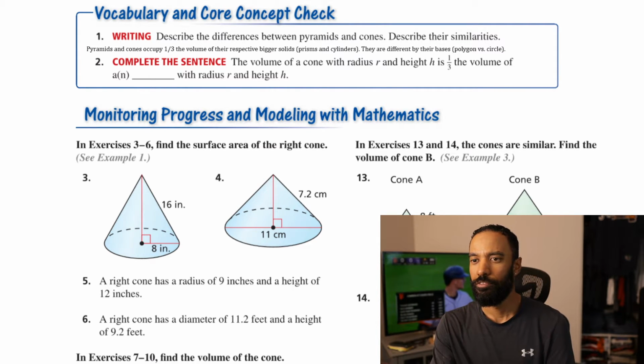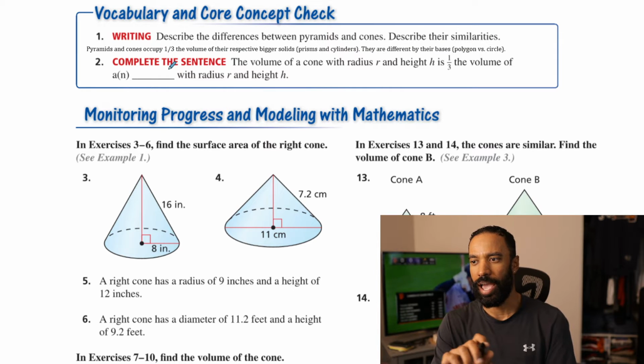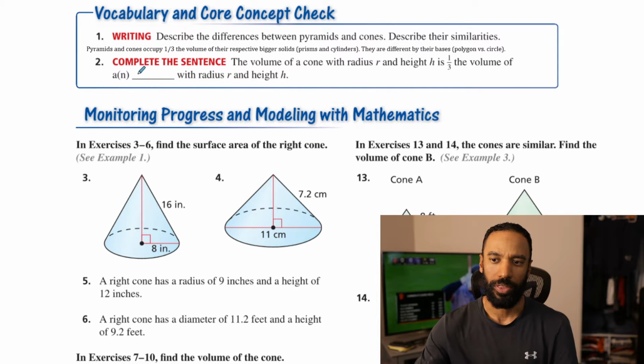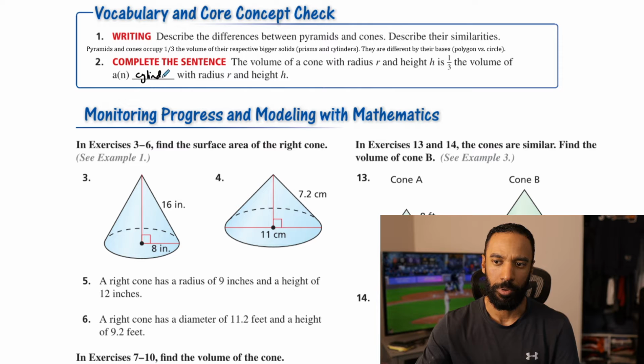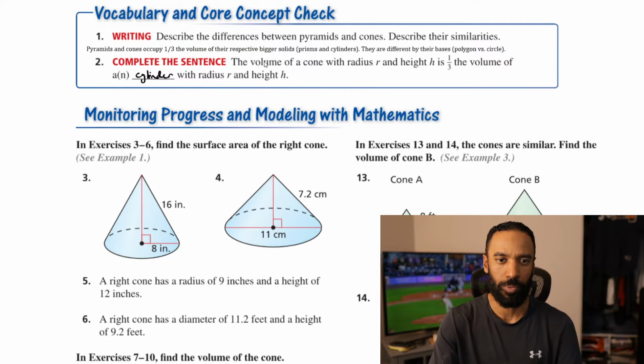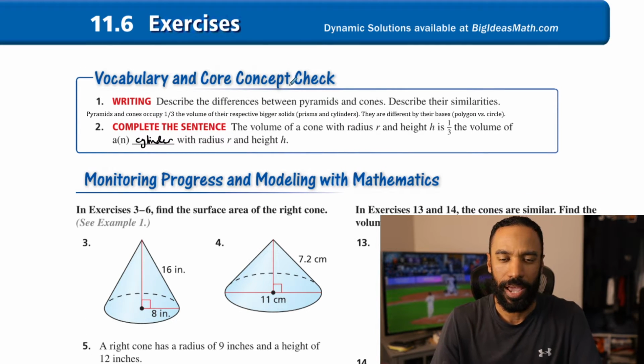Complete the sentence. The volume of a cone with radius r and height h is 1/3 the volume of a, well, that's cylinder. So I mentioned that part on number 1. I'm probably repeating parts of an answer when we say that, with radius r and height h.